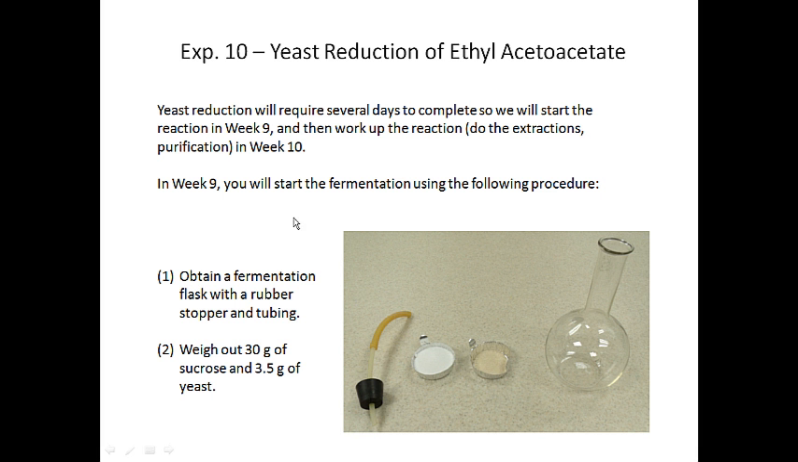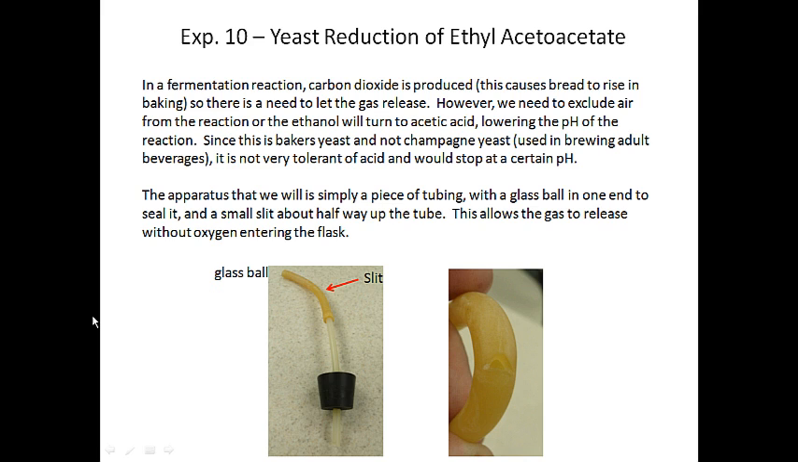So here's what you're going to do to start the fermentation process. We have these things called fermentation flasks. You're going to grab one of those, and then we have a special stopper that has a piece of rubber latex tubing at the top that we use to allow the reaction to bleed out the CO2 gas, and I'll explain what it does in a moment. Then you're going to weigh 30 grams of sucrose and 3.5 grams of yeast. And we're just using normal baker's yeast here, the same that you would use if you were baking bread or making rolls or whatever you were going to do with it in the kitchen.